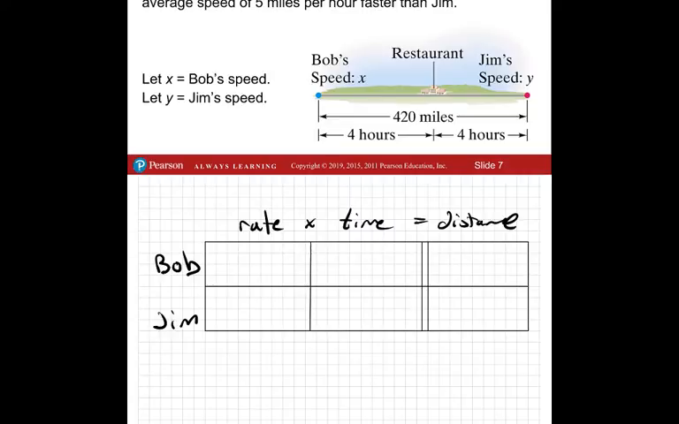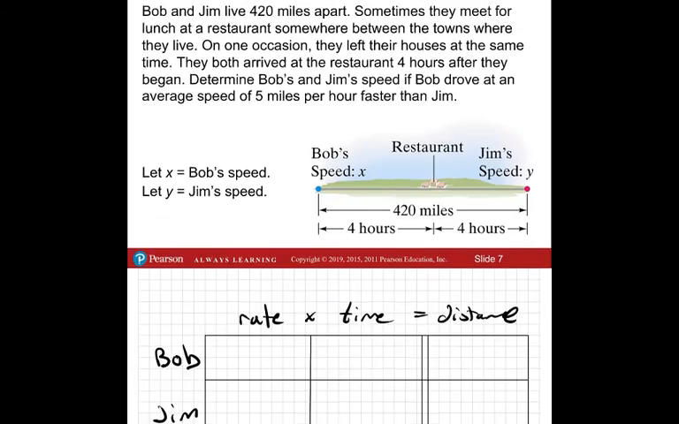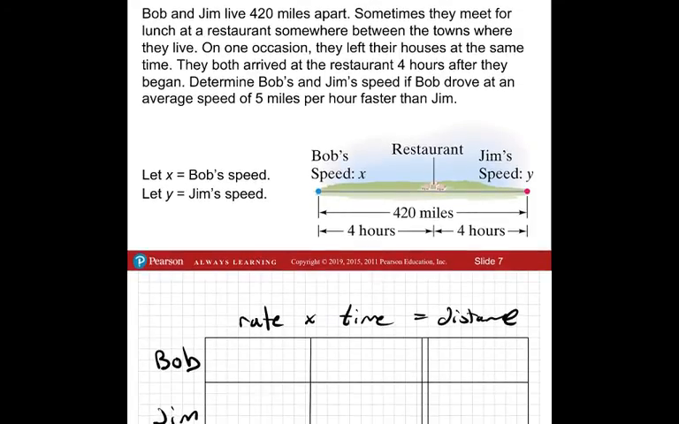Okay, so we're going to make a table. So let's fill in what we have. Let's read it again. It says Bob and Jim live 420 miles apart. Sometimes they meet for lunch at a restaurant between the two towns where they live. On one occasion, they left the house at the same time. They both arrived at the restaurant 4 hours after they began.